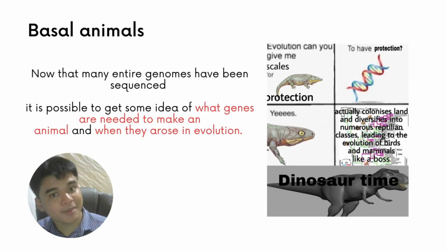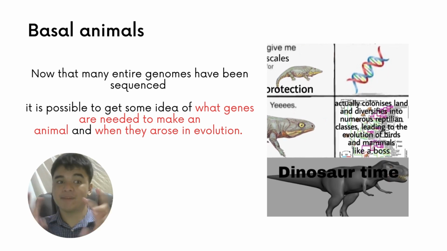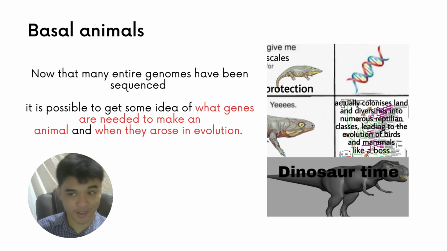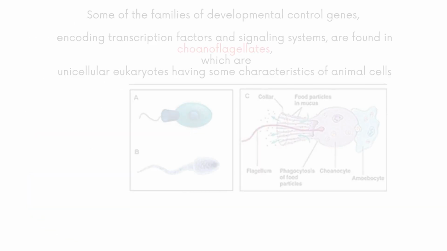And now we go to basal animals, which is the last subtopic for me. Basal animals are like the base animals, they're very simple. So for here to the right, we saw evolution can give me scales for protection. Apparently it used it to create wings, to create a way to heat up and other things. So with all the things that we went through before, all genes have been sequenced, transcription factors, we also show that we now know what genes are needed to make an animal and when they arose in evolution.